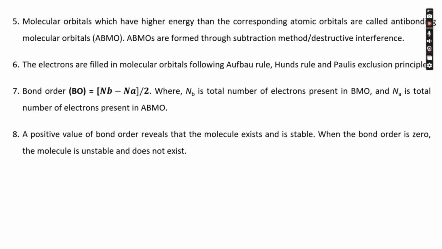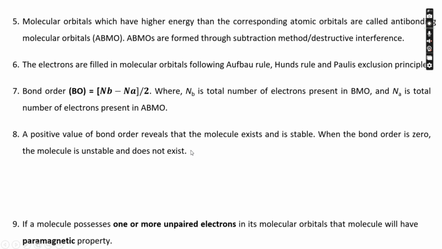Next, the eighth point is bond order. What we measure here should be positive. Then only that molecule is stable and exists. If the bond order is equal to 0, that molecule is unstable, that means the molecule does not exist. Therefore, it is crystal clear that a molecule should have a positive bond order, then only that molecule exists. If bond order is equal to 0, the molecule does not exist.